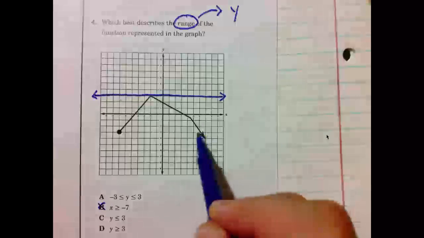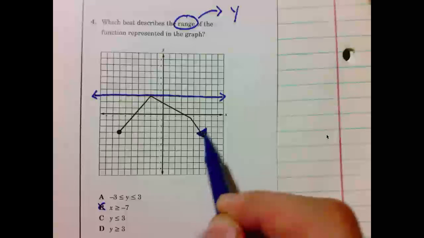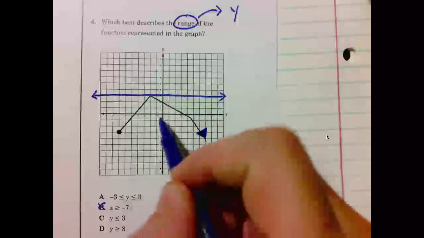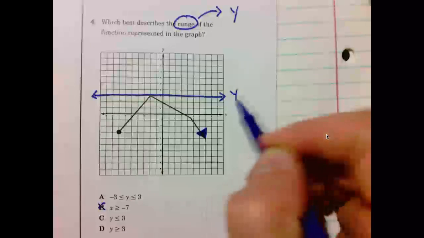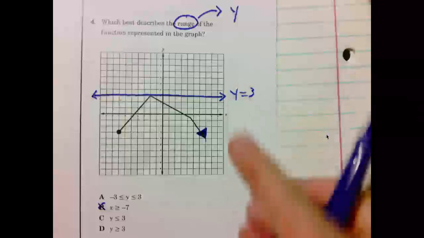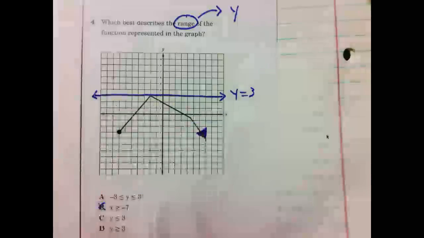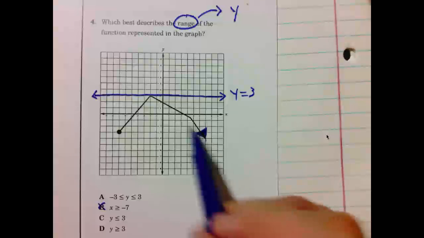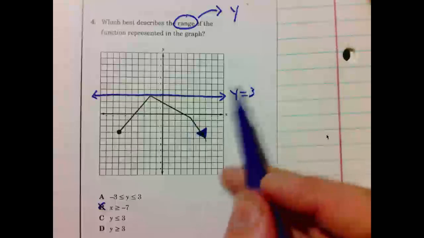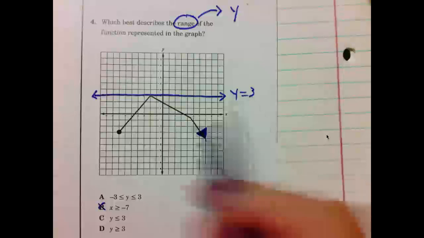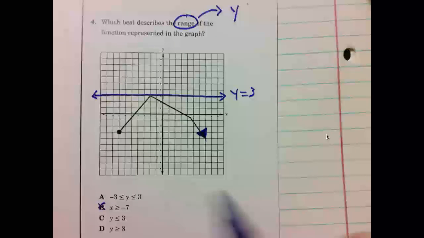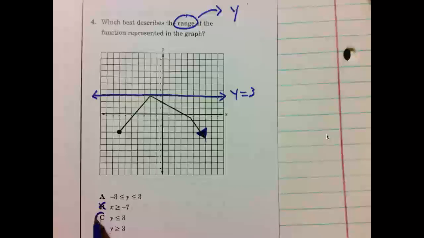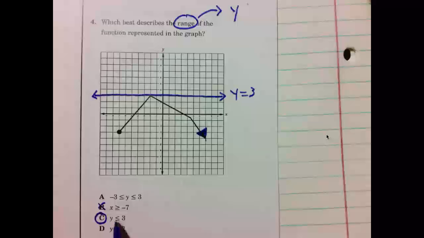Notice that this arrow on the end indicates that my graph extends infinitely in the negative direction. So we're bounded on the top side. We can see that this y value is 3, but we are unbounded below. So this graph will have y values that are 3 and less than. Any point we pick on this graph will have a y value with a maximum of 3 but no minimum value. So the correct answer on number 4 is C. Y values that are less than or equal to 3.